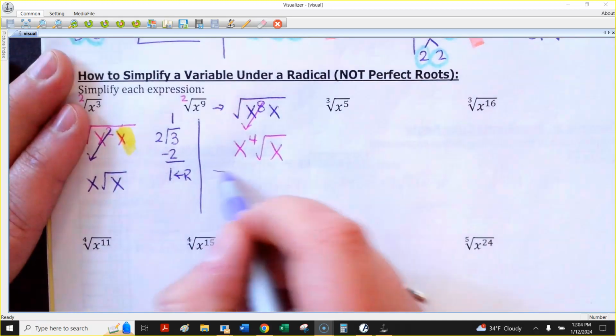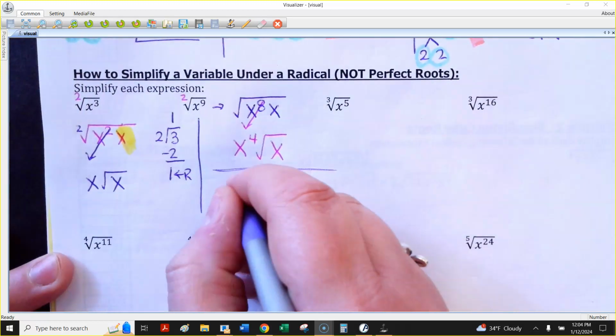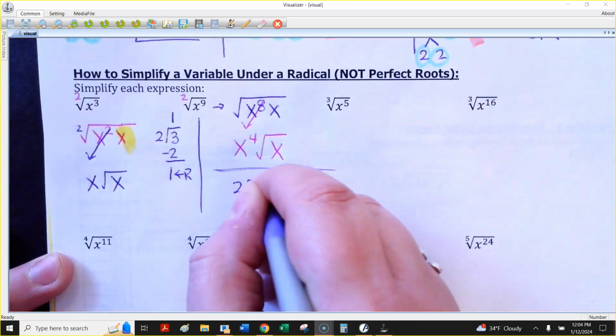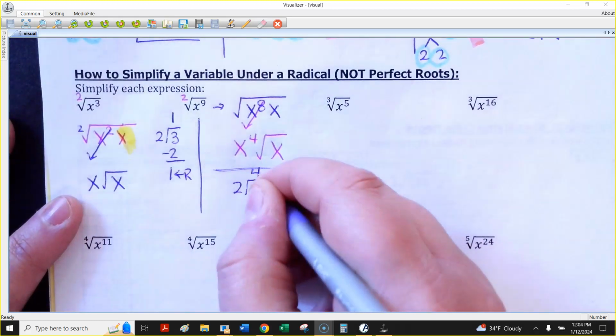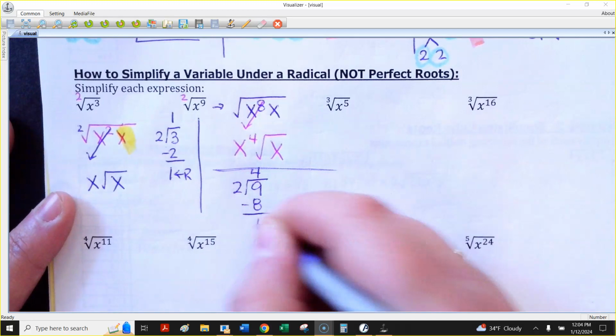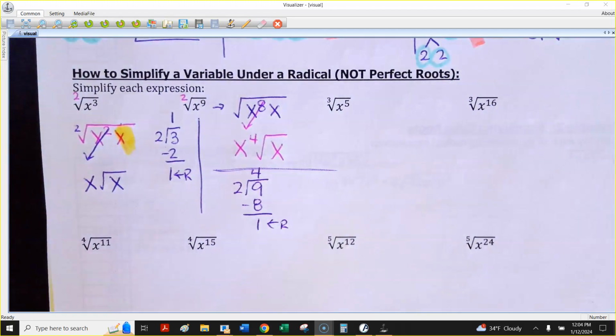If you prefer that division, like I just did a little long division, I divided the index 2 into 9. 2 goes into 9 4 times. 4 times 2 is 8. The remainder would be 1. I pulled out x to the 4th, and I had 1 x left underneath, if you like that better. It's totally up to you.